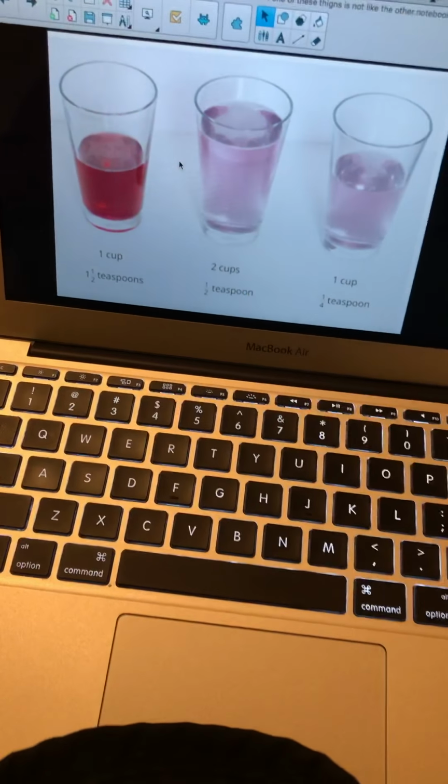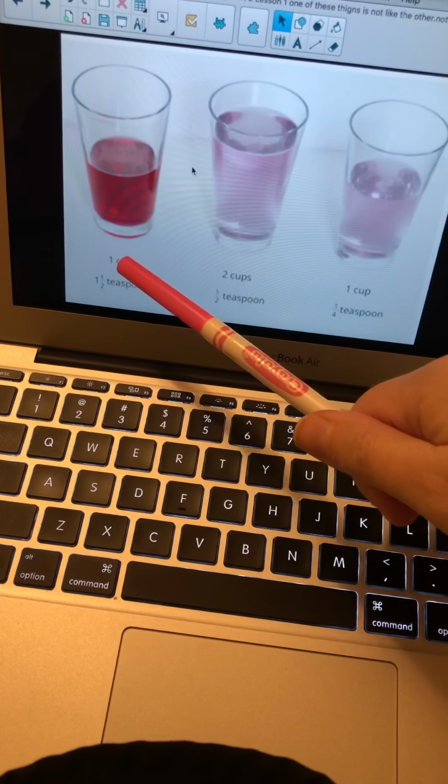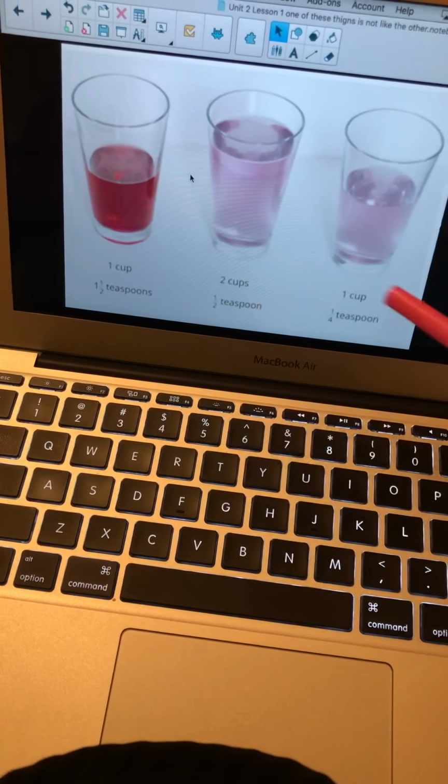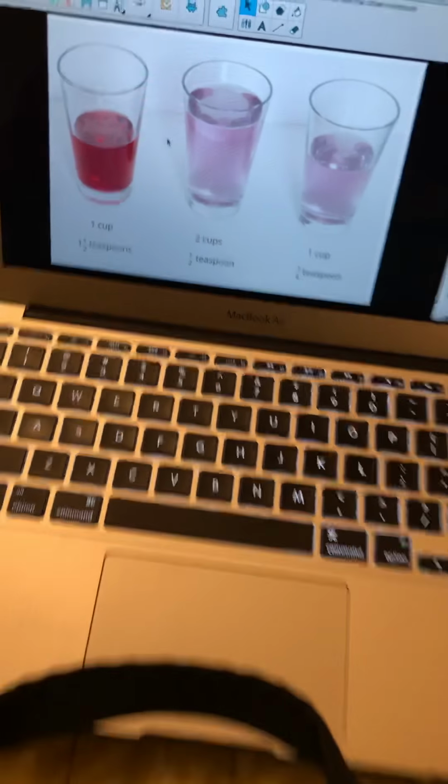So that's why this one's going to taste different. It's going to be stronger because it has more Kool-Aid powder per water. So the ratio is different here. These 2 have equivalent ratios. This one's a different ratio.